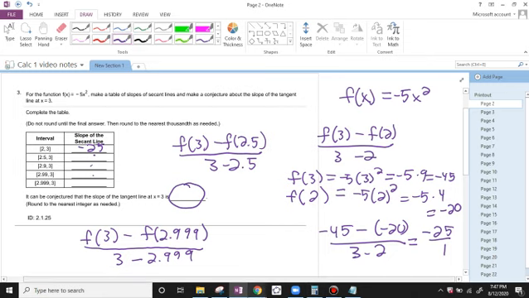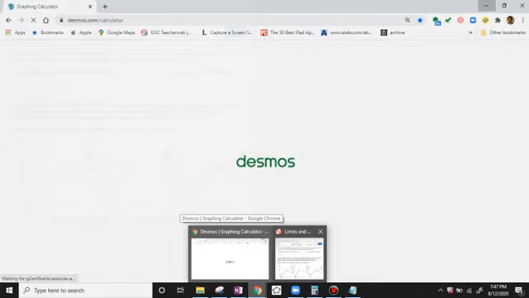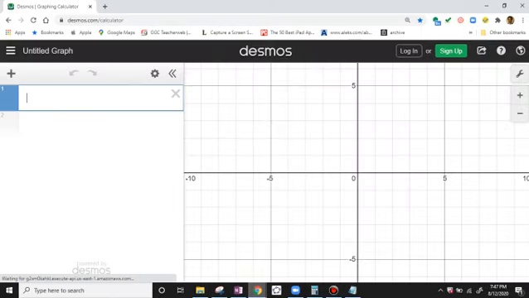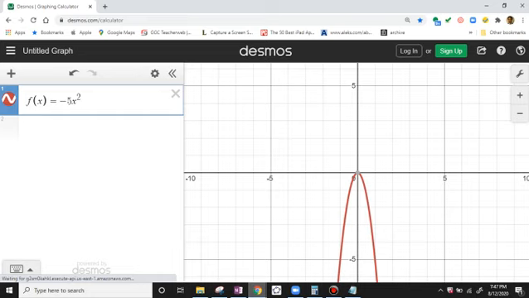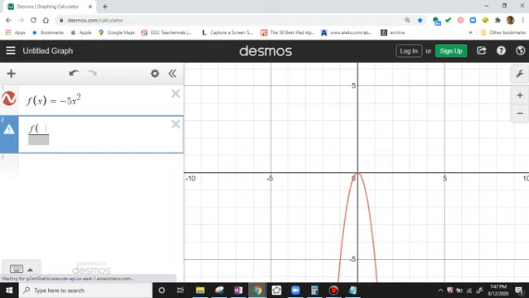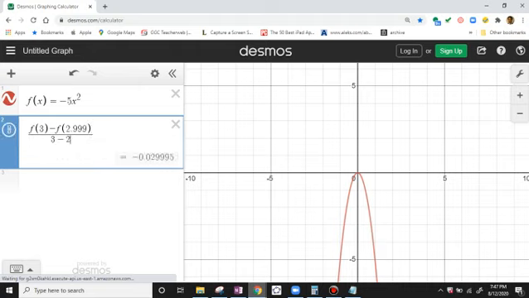So negative 5x squared. And so I've assigned that function, I press the division button, f of 3 minus f of 2.999 divided by 3 minus 2.999, right? Negative 29.995.